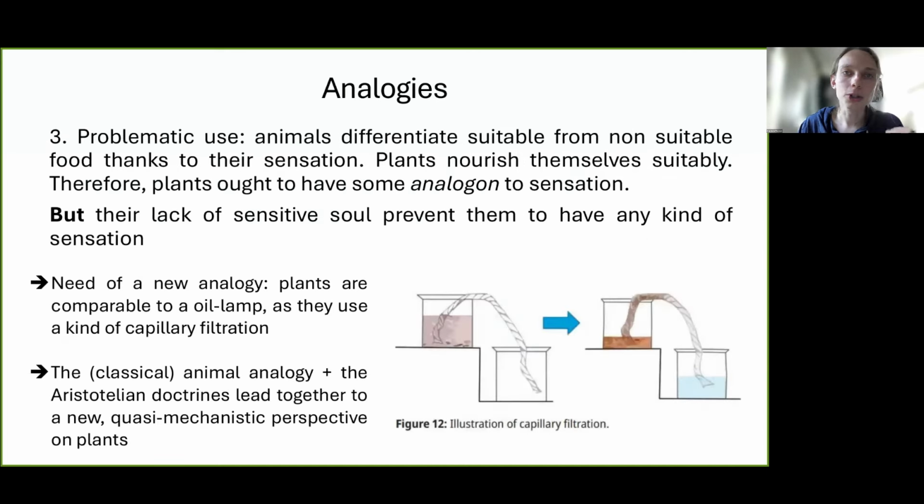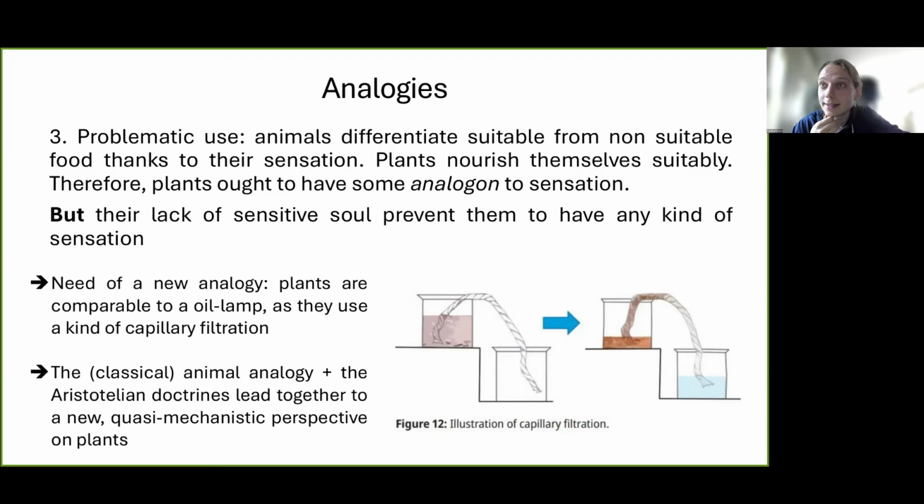But lastly, there's also a problematic, or problem-making, use of the analogy. The analogy may lead to difficulties when it is seen in the light of Aristotelian biology. For example, it can be observed that animals differentiate suitable food from non-suitable food thanks to their sensation. But plants themselves are able to nourish themselves suitably. Therefore, plants ought to have some analogon to sensation, if we follow the same logic as in the previous use of the analogy. Now, the problem is that within the Aristotelian framework, the lack of a sensitive soul in plants is supposed to prevent them from having any kind of sensation. So this analogon of sensation cannot possibly resemble animal sensation.